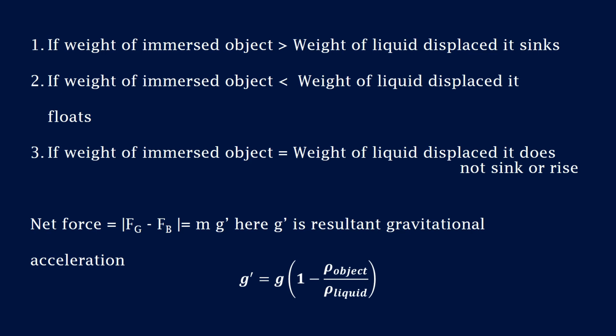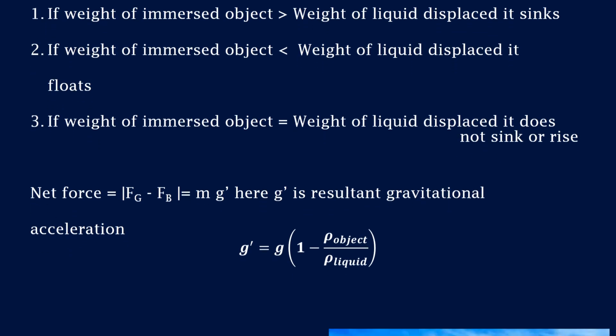The net force acting on the object is Fg, the gravitational force, minus Fb, the buoyant force, which can be represented as m into g dash. Here, g dash is the resultant gravitational acceleration, which can be represented as g into (1 minus rho of object divided by rho of liquid). Here, rho is the density. Now, the expression for the immersed volume of a floating body.